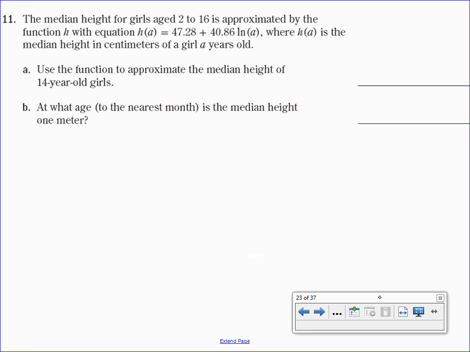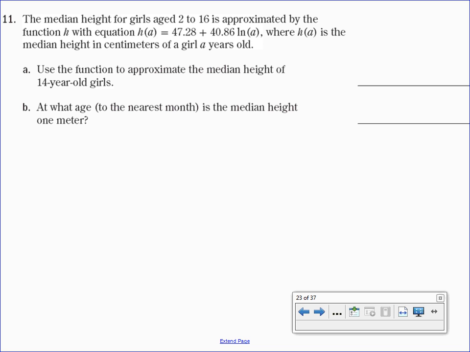Well, let's go ahead and take a look at one application, and then we'll be ready for our code. So suppose the median height for girls aged 2 to 16 is approximated by the function h, with the equation h of a equals 47.28 plus 40.86 times the natural log of a, where h of a is the median height in centimeters of a girl that's a years old. We're going to use this function to approximate the median height of 14-year-old girls. At what age to the nearest month is the median height 1 meter?